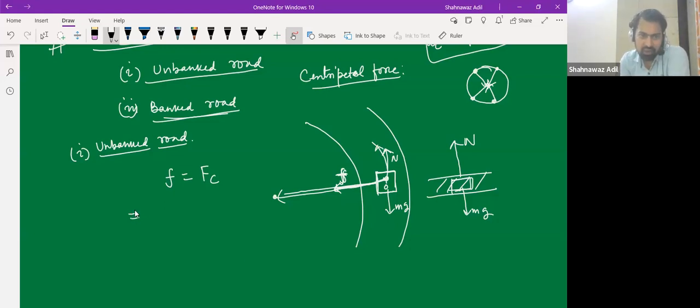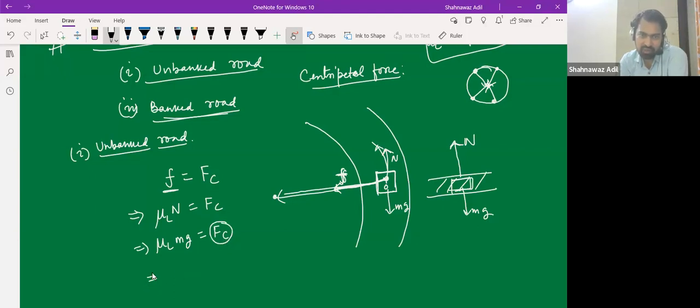And as you already know, what is the value of this frictional force? This is mu N, and N is equal to mg, so this would be mu mg. Yes, because this normal reaction is balanced by this weight. The car is not moving upwards, the car is not flying, so N is mg. And then this force is centripetal force.